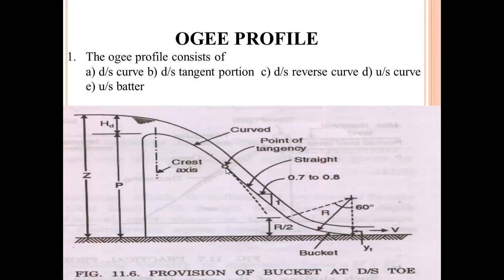This center is the point of tangency. That means how much curve we will provide. And this is the straight portion. The 0.7 is the slope, and the downstream angle is 60 degrees. Here P is the height, Z is the total water level, and HD is the design head over the Ogee. This is the profile of the Ogee.